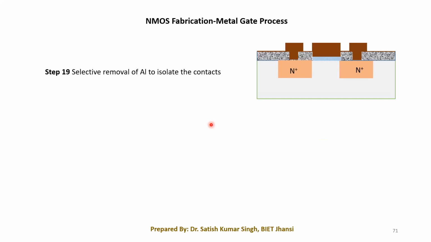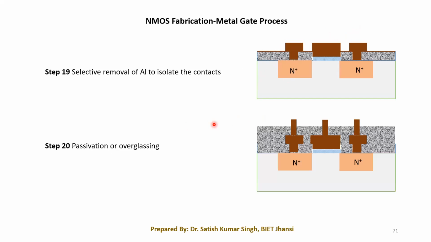So we have to selectively remove this by following the patterning process. Again, remove, just remember this. Selectively we have to remove the aluminum, and now this will become isolated. And finally, we have to do the overglassing process. In the overglassing or passivation, we have to completely cover the device with the SiO2 layer, and the metal contacts will be available at the outside. There we can make the lead connections, and these will become our source terminal, drain terminal, and gate terminal.